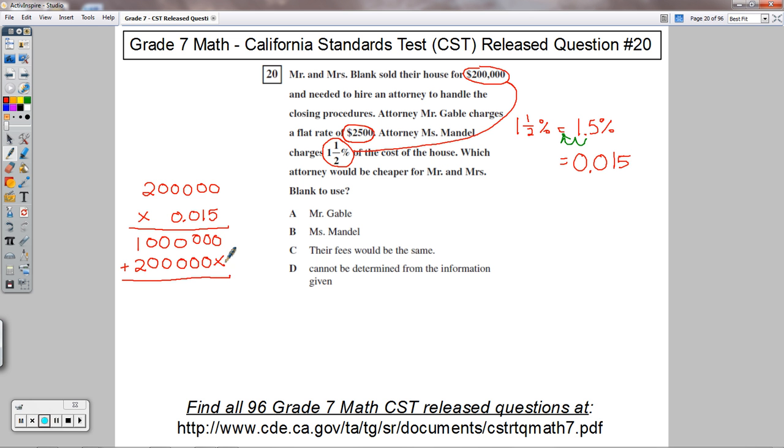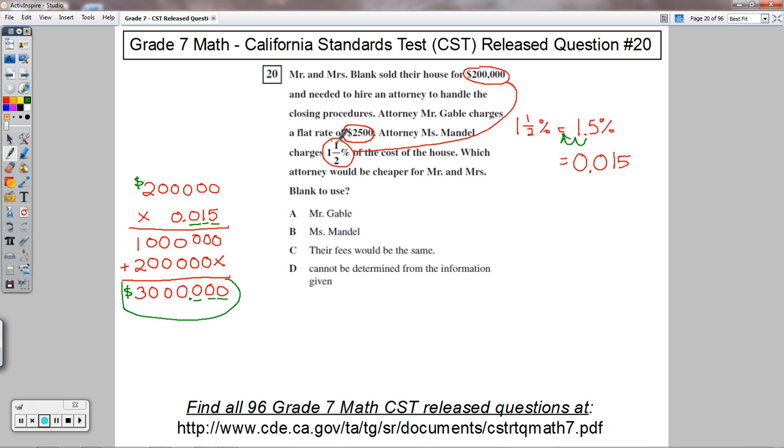So if we add this all together, 0, 0, 0, 0, 0, 0, and a 3. Remember the total number of places to the right of the decimal up here, 1, 2, 3, has to equal the total number of places to the right of the decimal down here. There were no decimal places to the right over here, so we've got what we're looking for. This then, I could put a dollar sign in front of that since this was $200,000. This would be my final charge for Ms. Mandel, $3,000 right here.